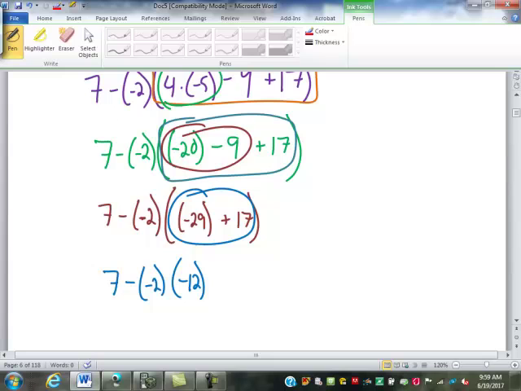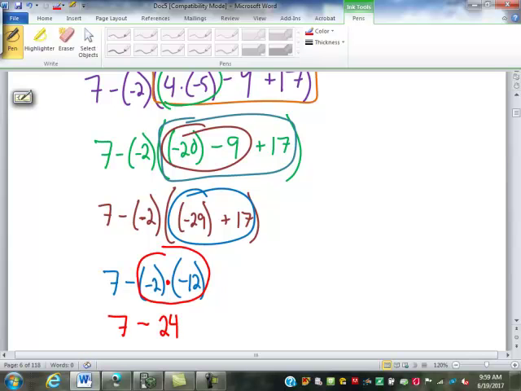Now be careful here. This next step can be tricky. I catch people with it. What is the next thing that has to be done? Exactly. Since there's parentheses here, we don't need the multiplication symbol in there, but it is multiply. So it is negative 2 times negative 12, which is positive 24.